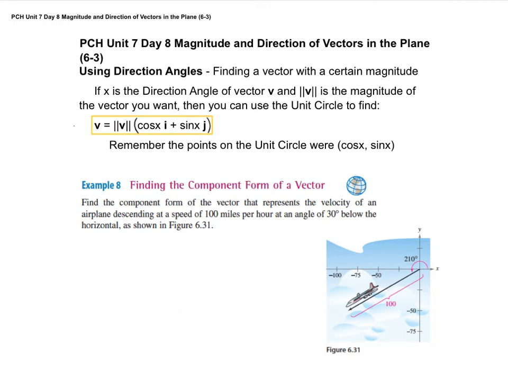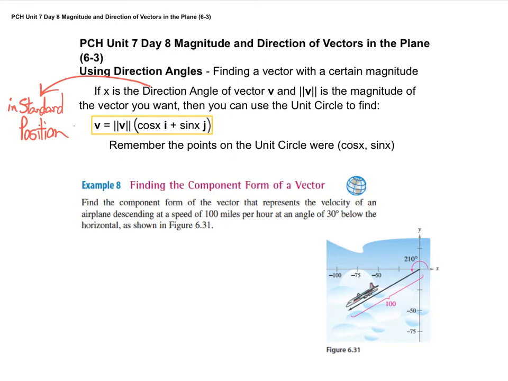Okay, so we have this formula here. Our vector v equals the magnitude of v times cosine x times i plus sine x times j. Now notice in this case, x is the angle, the direction angle of the vector. Now it's important that we remember our terms here. Remember that direction angle is an angle in standard position. Alright, so just like the angles on our unit circle, it starts at the positive x-axis and rotates counterclockwise.